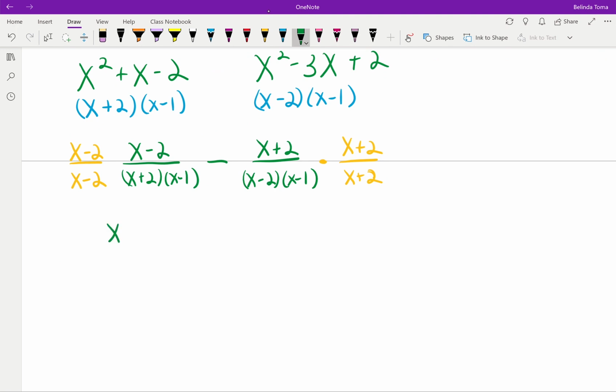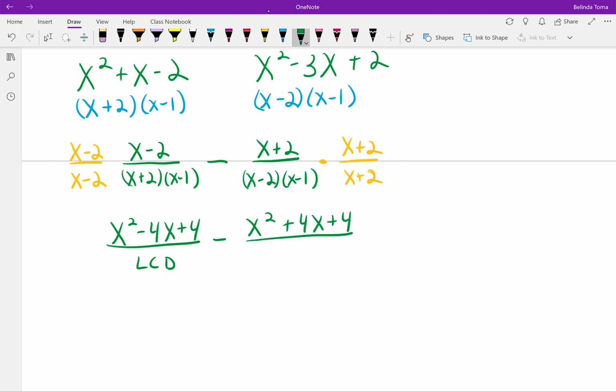In the numerator, we have x minus 2 quantity squared. So I'm going to go ahead and multiply that out rather than writing it x minus 2 times x minus 2. We know that that's going to be x squared minus 4x plus 4 over the LCD. And here we have x plus 2 quantity squared, which is going to be x squared plus 4x plus 4 over the LCD.